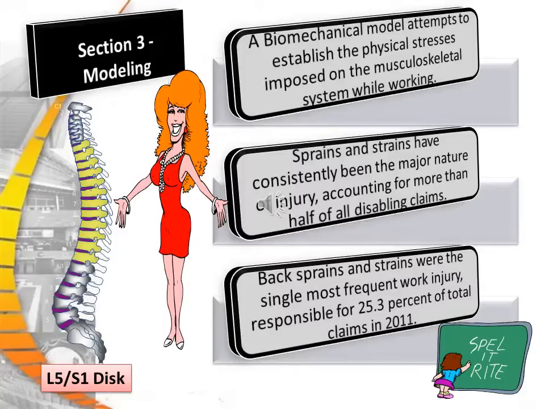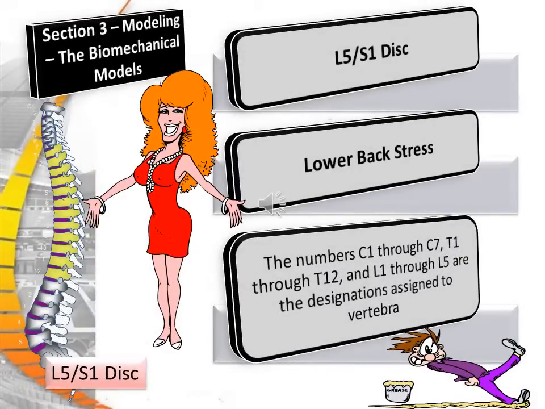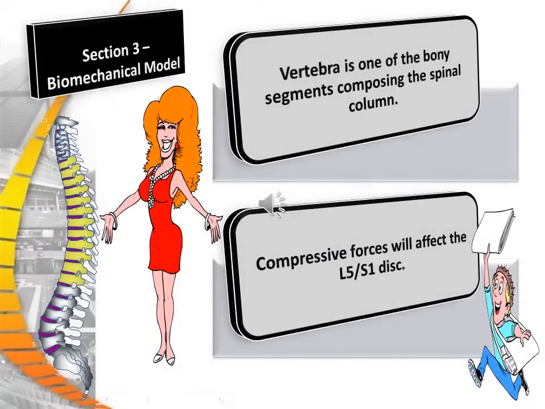Here we can see a model of the L5-S1 disc. The L5-S1 disc deals with lower back stress. The numbers C1 through C7 on the disc, as well as T1 through T12 and L1 through L5, are the designations assigned to the vertebrae. The vertebra is one of the bony segments composing the spinal column. Remember, compressive forces will affect the L5-S1 disc at the base of the column.